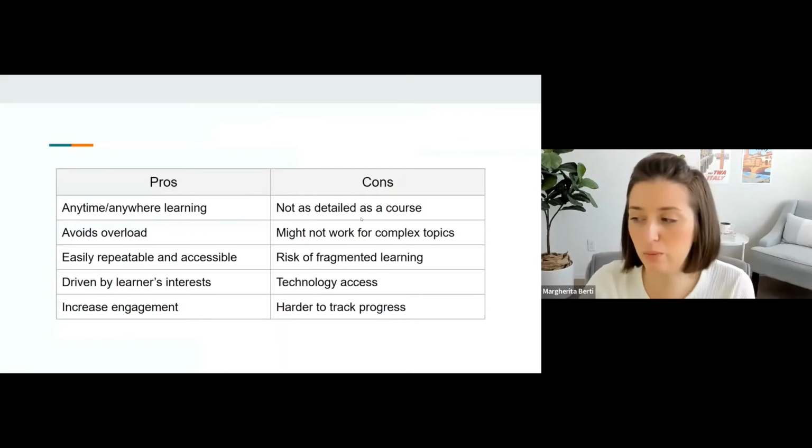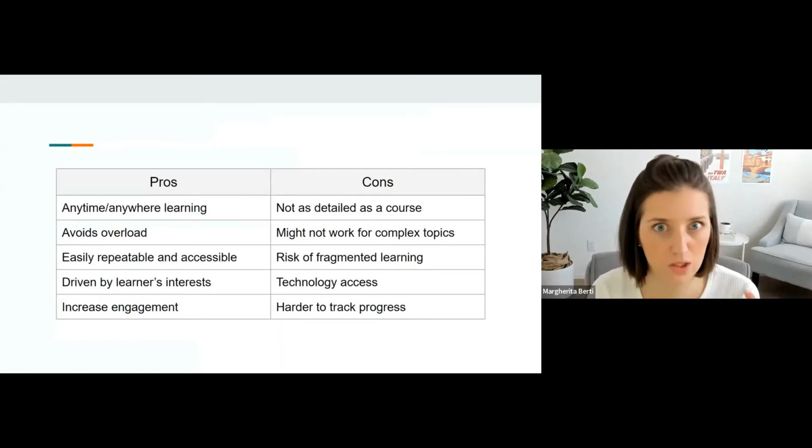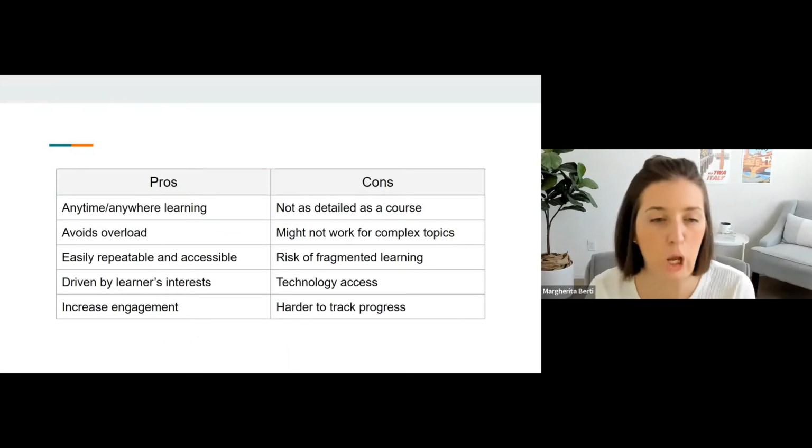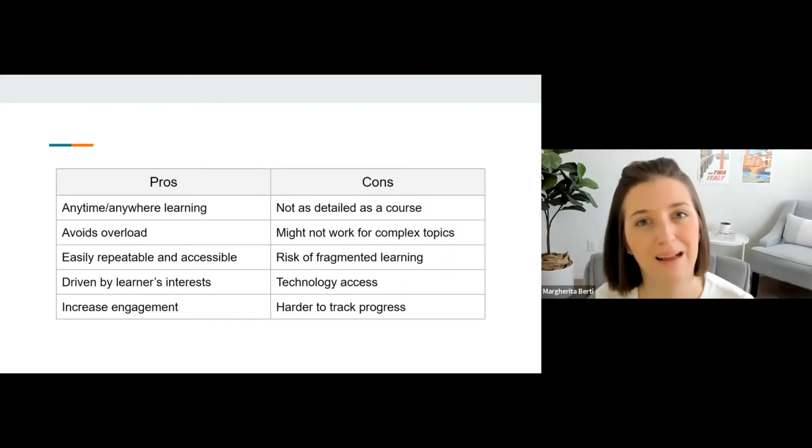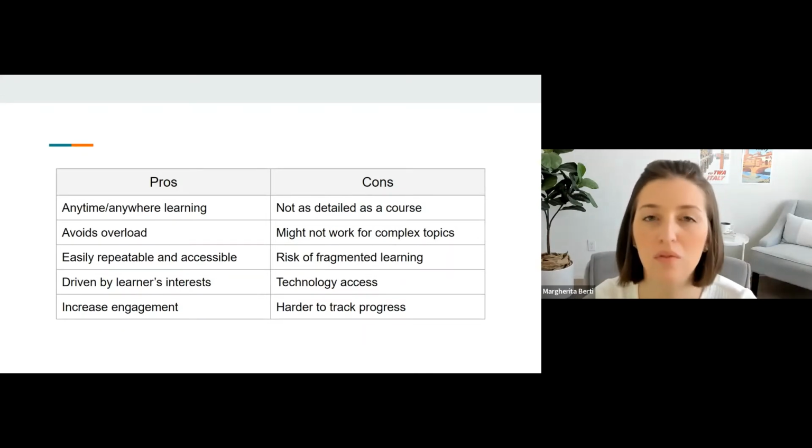But I think it's also important to talk about the pros and cons of this type of teaching. While it enables the anytime, anywhere learning, it's not as detailed as a course. So I don't necessarily think that somebody can just learn Italian by viewing this free content, by downloading the guides and listening to the podcast.